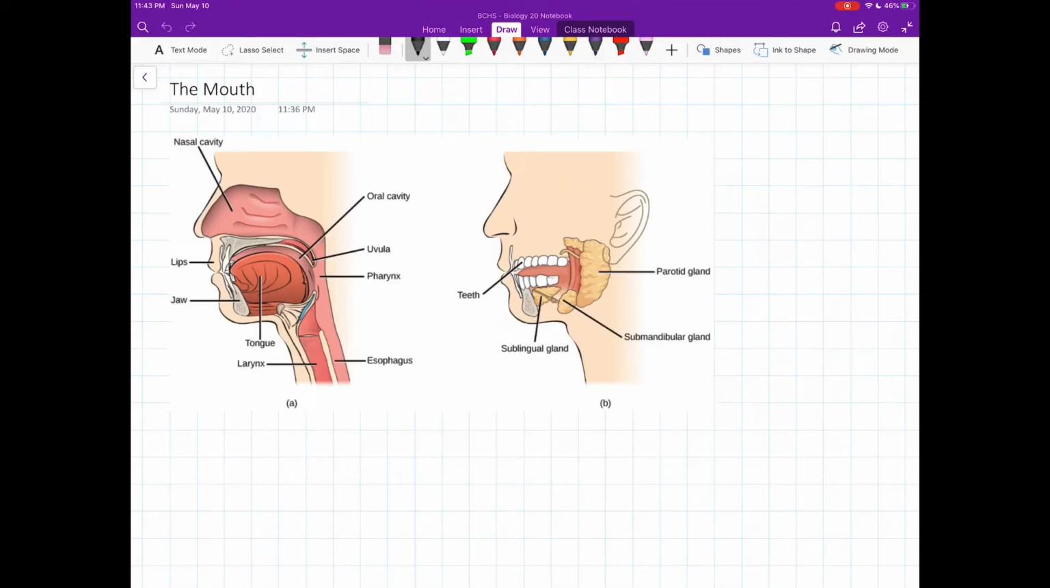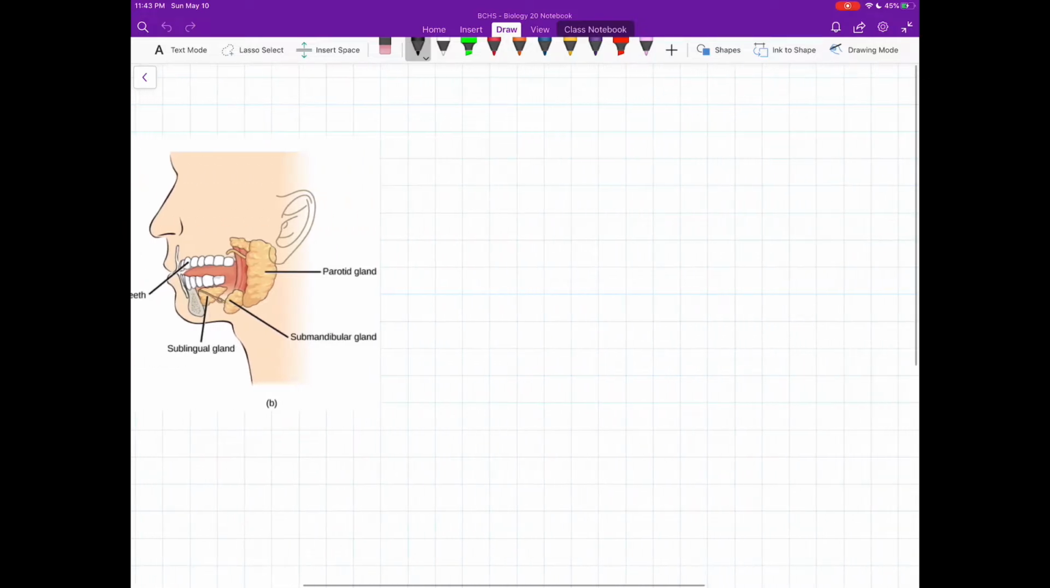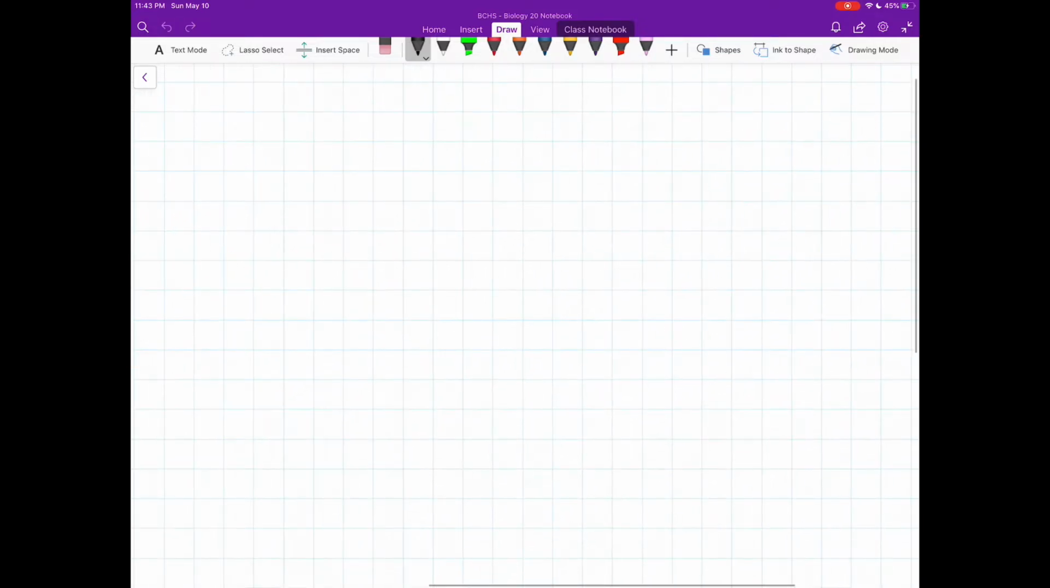Let's talk about digestion overall. Thinking back to last week when we learned about macronutrients. So we learned about all the polymers: protein, fats, and carbohydrates. The goal of digestion is to break these macronutrients down to the point that we can actually ingest them into our body.